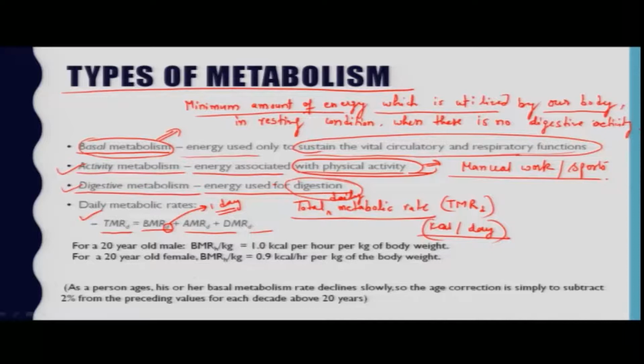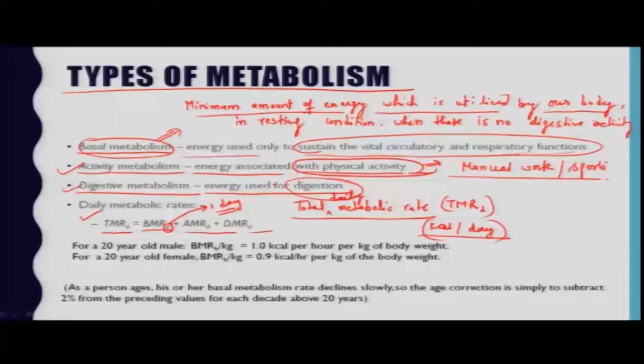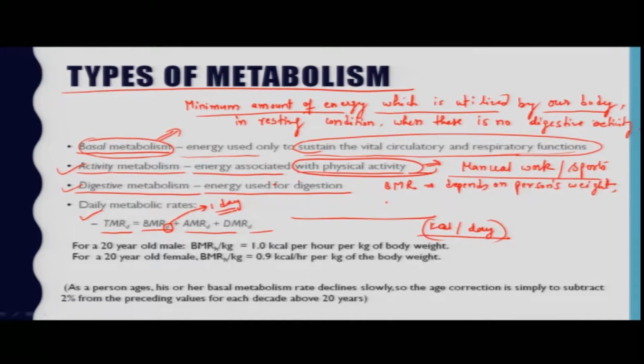Now if you want to calculate our metabolic rate, the basal metabolic rate of an individual depends on the person's weight, gender, and age. Also, this BMR depends on other factors like heredity and percentage of body fat. For our purpose we will use the values for weight and gender, and then apply age correction depending on the situation and person to person variation.